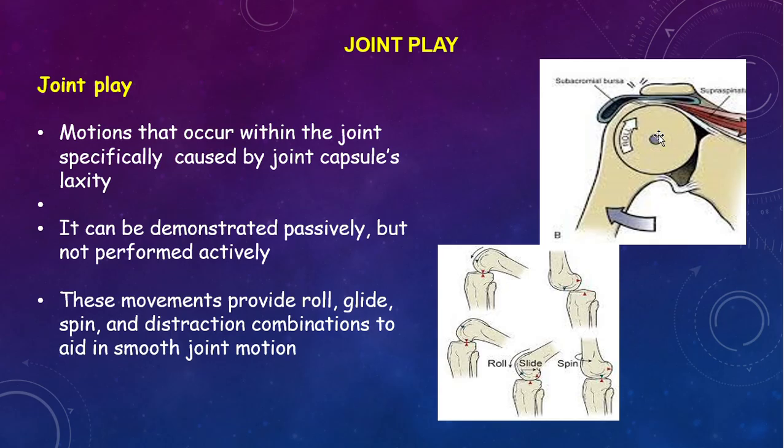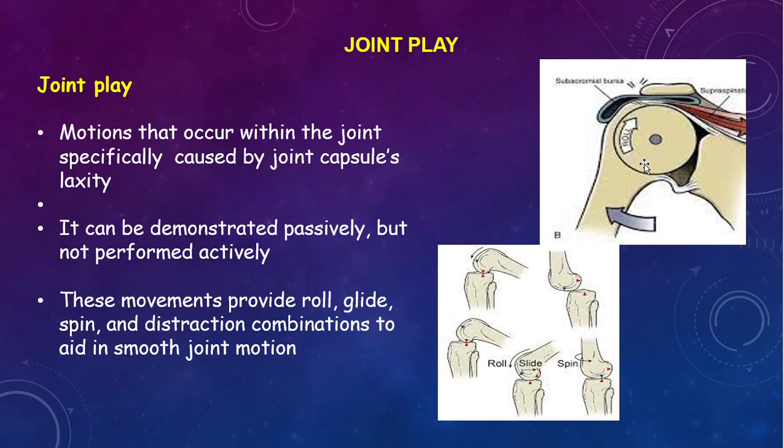Do you understand? Any movement that takes place as a result of laxity in the joint capsule is called joint play. If the capsule is so tight that it's not lax enough to allow those movements, then there will be no rolling, no gliding, no spinning, no compression, no distraction. So it is all right to say that rolling, gliding, spinning, compression, and distraction are different forms of joint play.